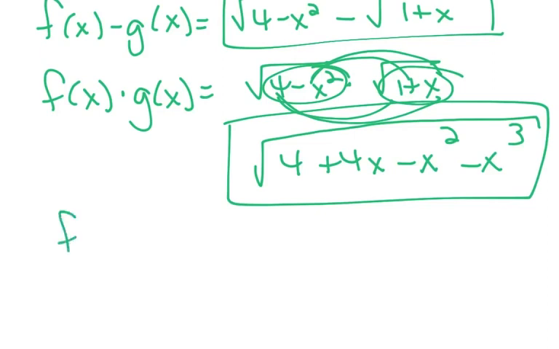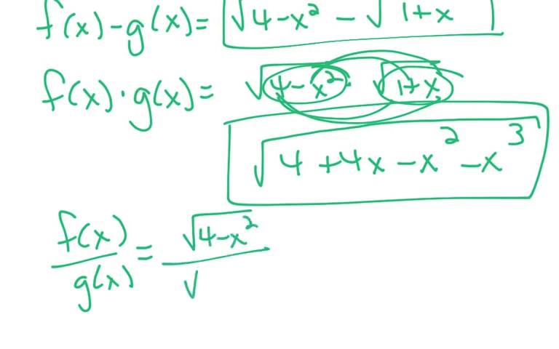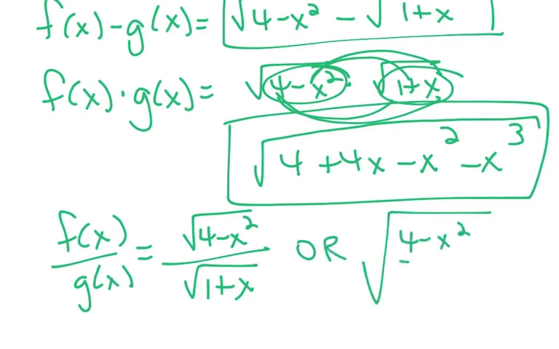For dividing two radicals, there's not a lot you can do. You can write it like this, or you can write it like this. If the numerator and denominator are both under a radical, then you can write them under one radical. There is a way to get rid of the radical in the denominator. We will review that at another time.